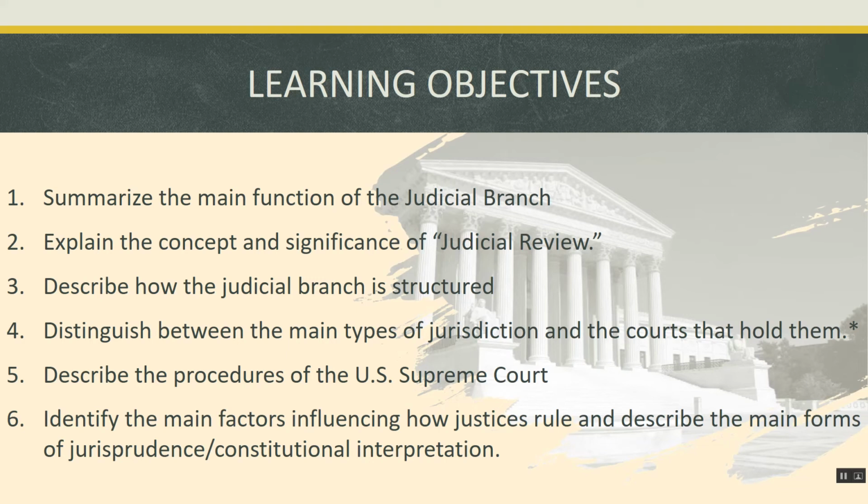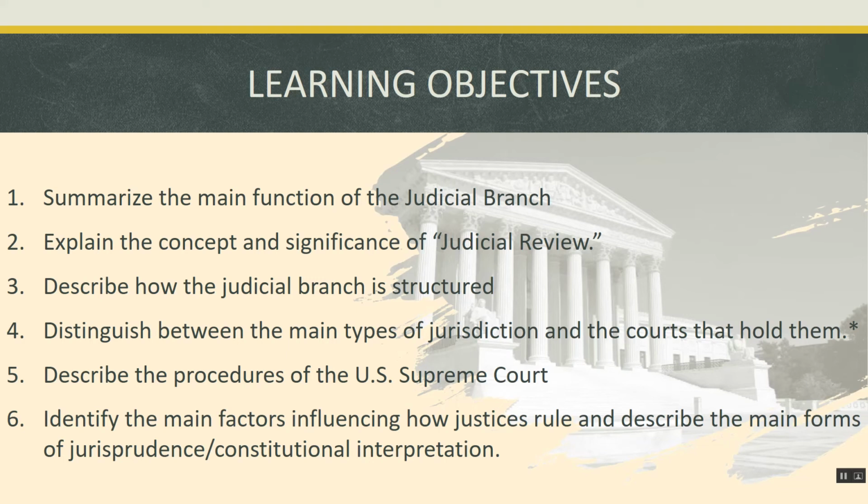The first learning objective asks for you to summarize the main function of the Judicial Branch as a whole. The second learning objective asks for you to explain the concept and significance of judicial review. The third learning objective asks for you to describe how the Judicial Branch is structured, and the fourth learning objective asks for you to distinguish between the main types of jurisdiction and the different types of court that hold them.